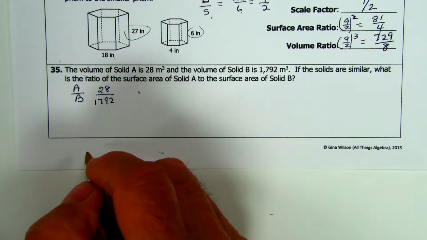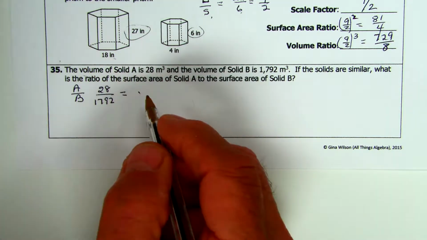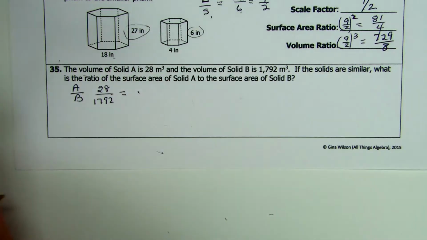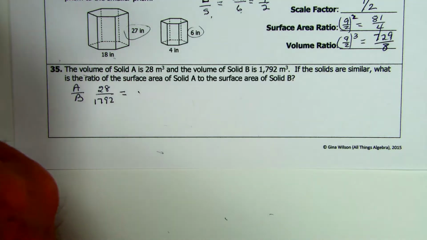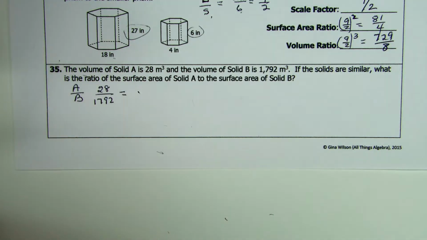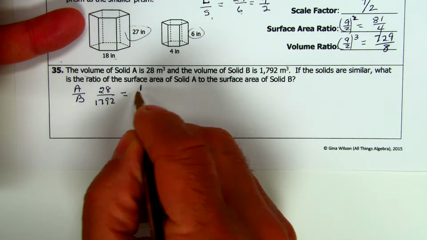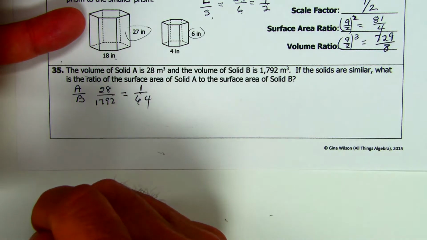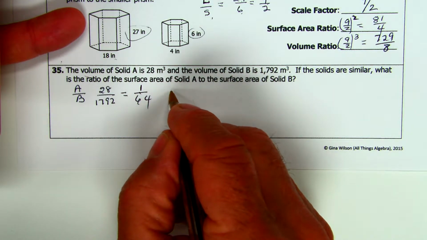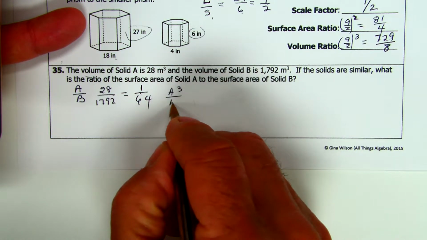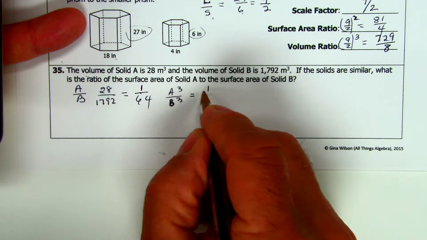Now, let's look at that. Can we reduce this? If I divide 1,792 by 28, do I get a round number? 64. So that's going to equal 1 over 64. So what we're saying here is that A cubed to B cubed is equal to 1 over 64.